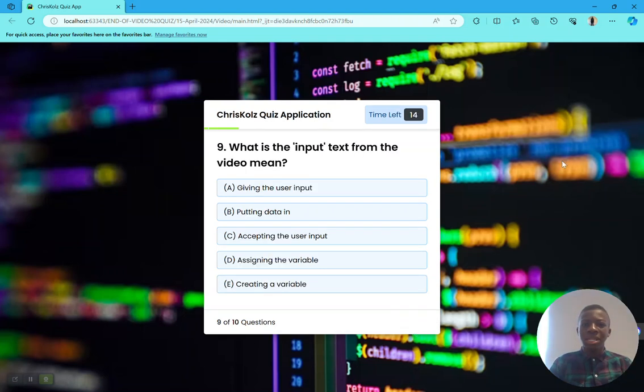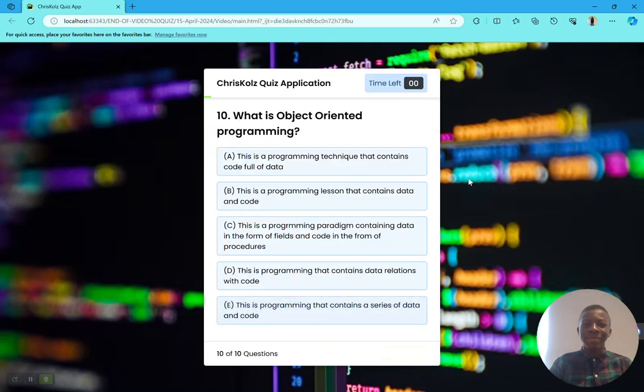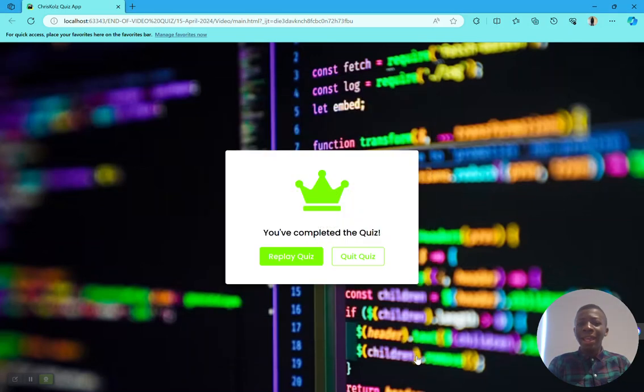What does the input text from the video mean? So here we go. Next, the final question. What is object-oriented programming? Data in the form of fields, and code in the form of procedures? Hooray, we've completed the quiz.